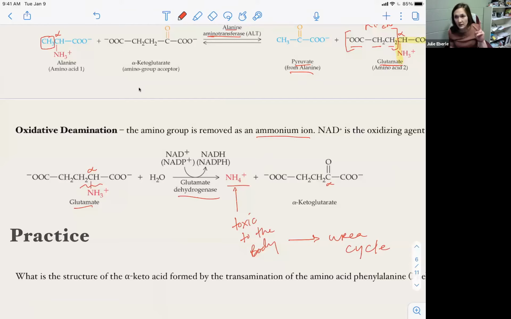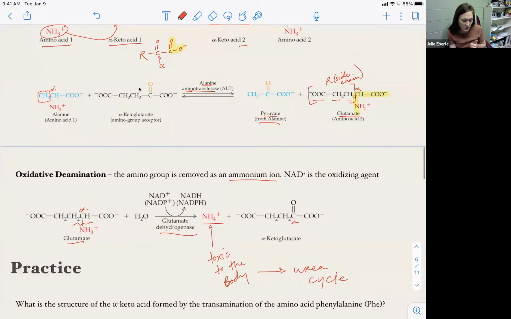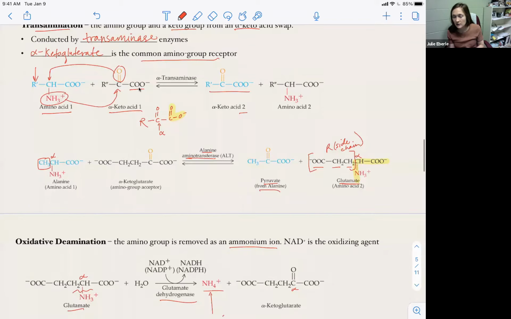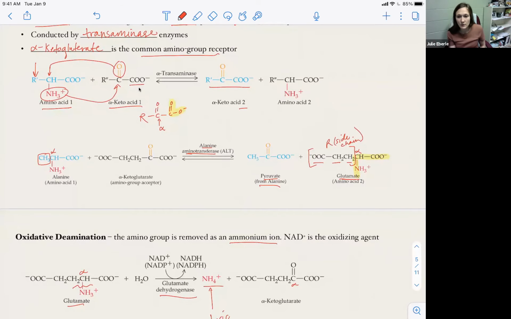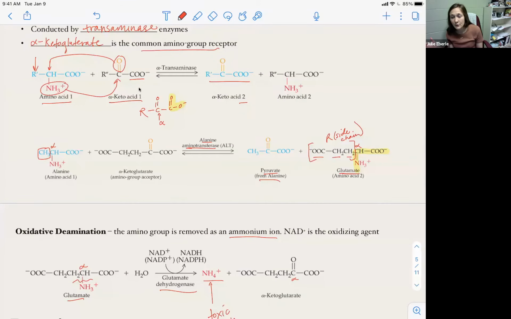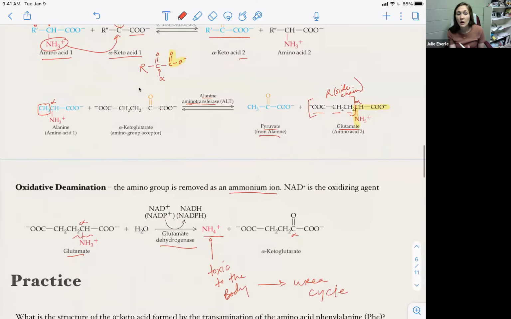Okay, so 2 steps. These are kind of like the precursor or the preparation steps for the urea cycle. Transamination. Now, just because you do transamination doesn't mean you're going to send things to the urea cycle. You could still synthesize other amino acids or biological molecules at that point. But once you do oxidative deamination, you're committed to the urea cycle. Okay, that ammonium ion is going to go right to the urea cycle.